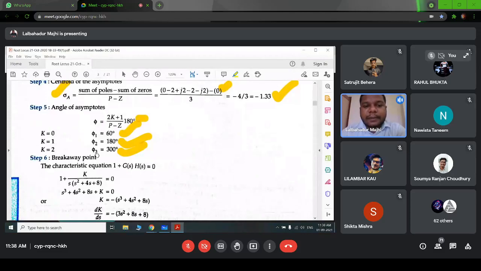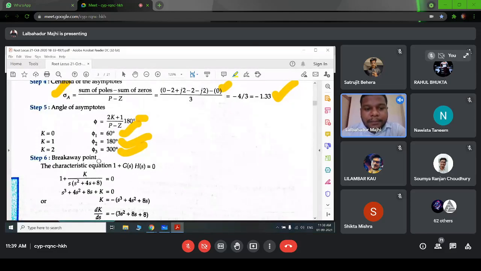Similarly, next we have to determine the breakaway point, the point at which the locus will break away. In this case, from the pole at 0 location, we can say that there will not be any breakaway point. But just out of curiosity, let's check whether there will be any breakaway point or not.